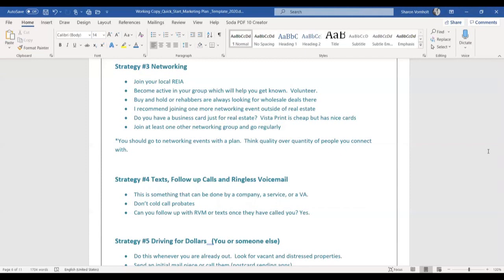So it's great to go. That's the first step. But the next step is to volunteer. All of your rehabbers, your people that are really doing deals are in that group.